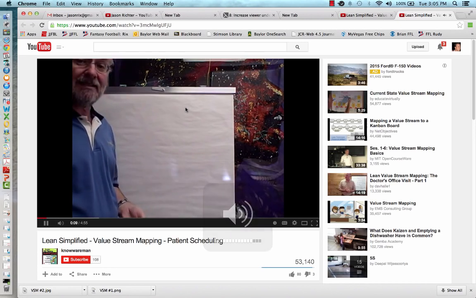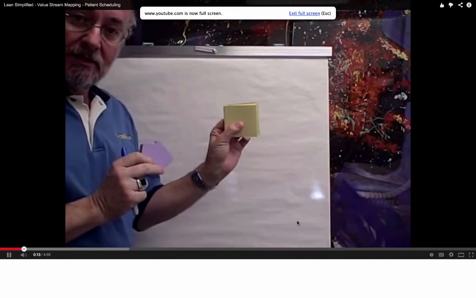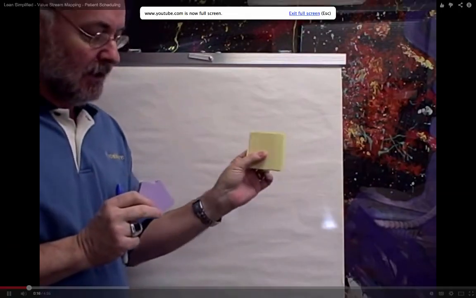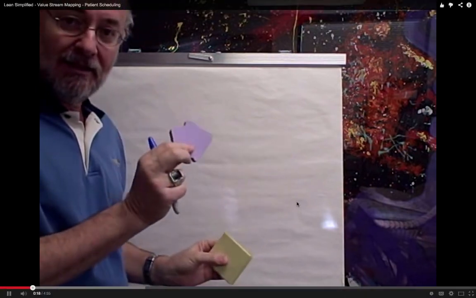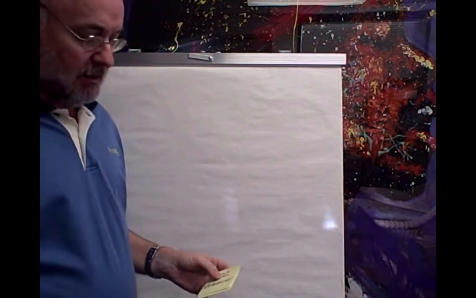I call it Lean Simplified. And let me introduce you to the power tools for this. They're called post notes. I use the square ones for activities and the arrows for the gaps between activities. And let me give you an example.